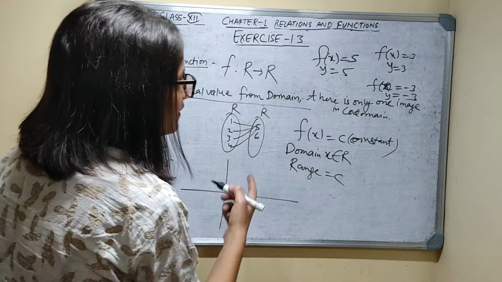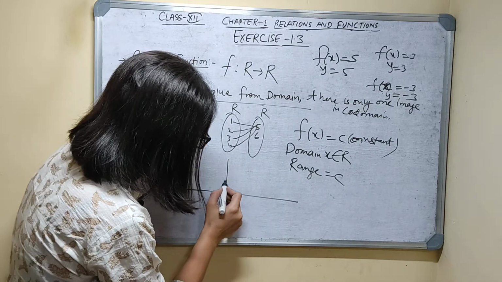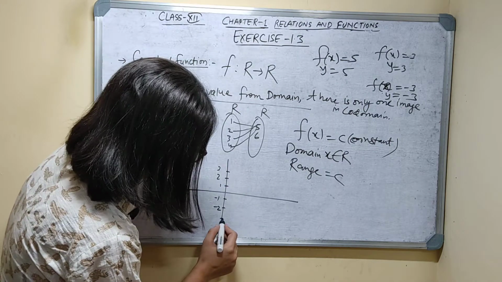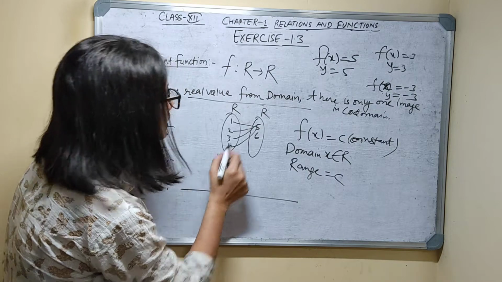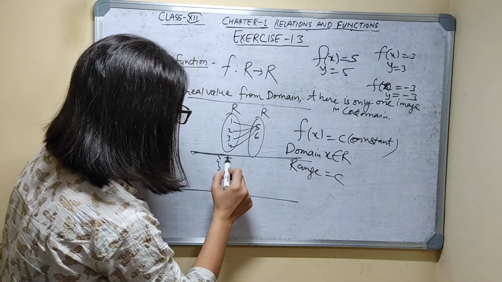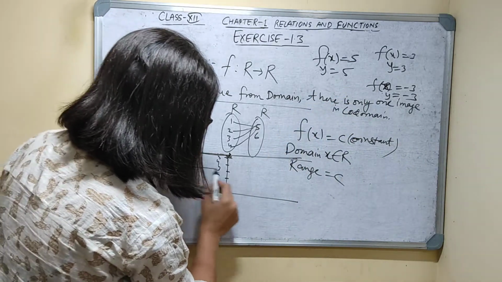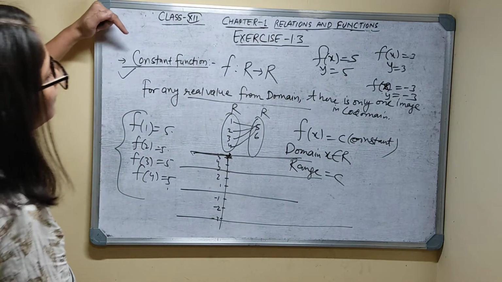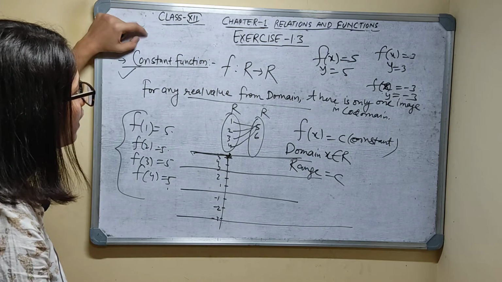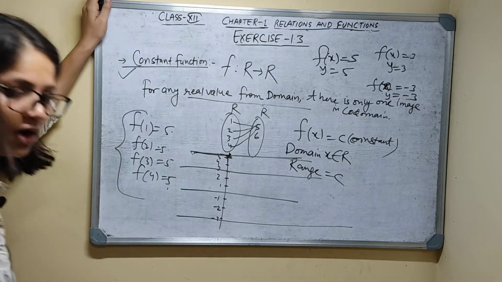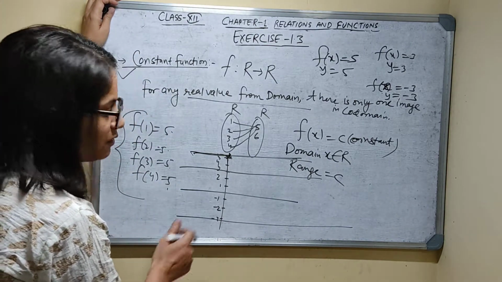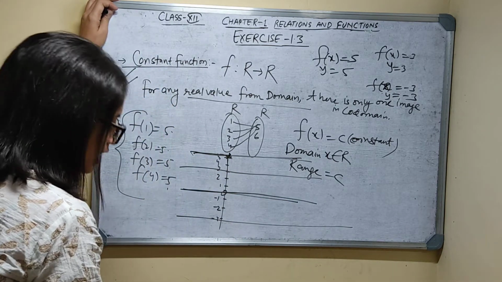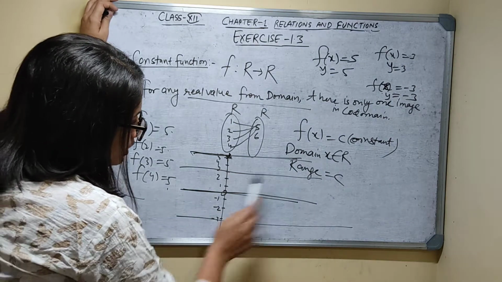So if I draw a graph, y is equal to 3, y is equal to 5, y is equal to minus 3. Let's say this is 1, 2, 3, and this is minus 1, minus 2, minus 3. Here it is 4, here it is 5. For y is equal to 5, this horizontal line will be there. For y is equal to 3, this line will be there. And for y is equal to minus 3, this line will be there. So the graph of a constant function is always a horizontal line, a straight line which is parallel to the x-axis.